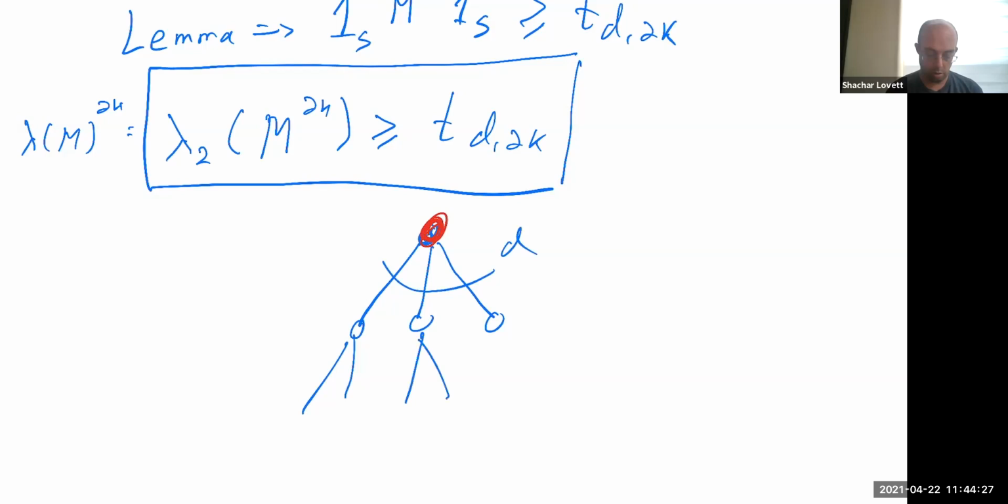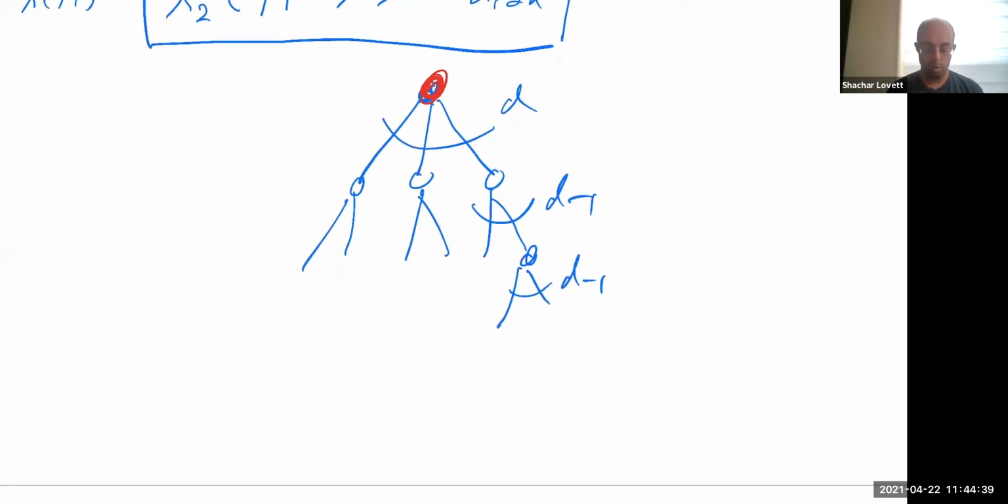And each one of its children has d minus 1 nodes, and each one of their children has d minus 1 nodes, and so on. How do we count here? So we want to lower bound T_d^{2k}, which counts walks that start and end at the root.